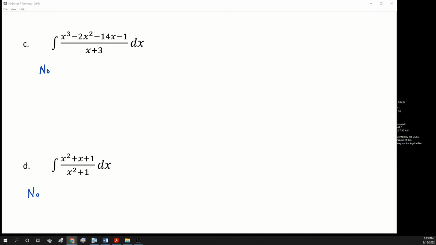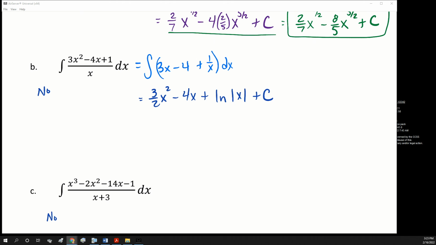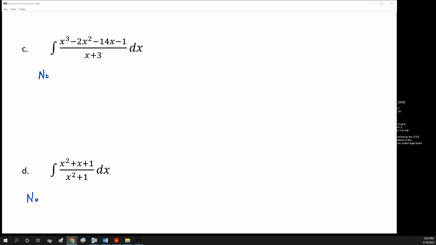Okay. Now this one, we can't do like what we just did where we just divided everything by x. This one, we're going to have to either do long division or synthetic division. So I don't know how much of that you guys remember, but as long as what you're dividing by is linear, so it doesn't have a power and it doesn't have a coefficient, then we're going to do synthetic division.